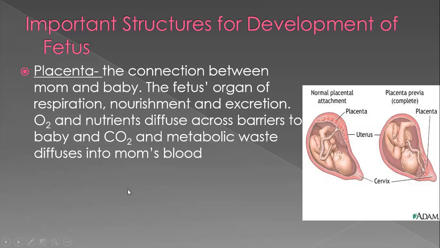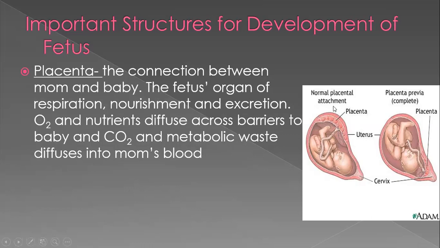So oxygen and nutrients diffuse across the barrier to the baby, and carbon dioxide and metabolic waste, the waste the baby creates, diffuses into the mom's blood, and then her body gets rid of it. And here's a diagram over here showing those parts.